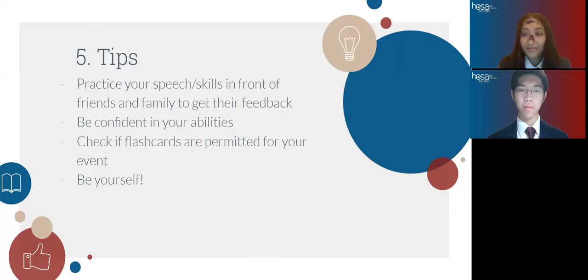The next thing is to obviously be confident in your abilities. The fact that you've chosen to do a leadership activity means that you're capable of going well beyond what's expected. So just be confident in what you decide to do and trust that you can do it. And third is to check if flashcards are permitted for your event, because that's obviously a great plus. For prepared speaking, they are, but for a lot of the other competitions, it's definitely a great idea to check beforehand.